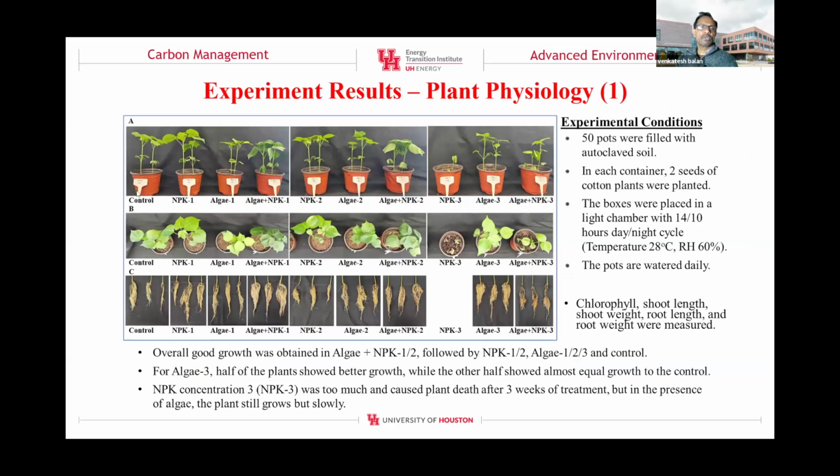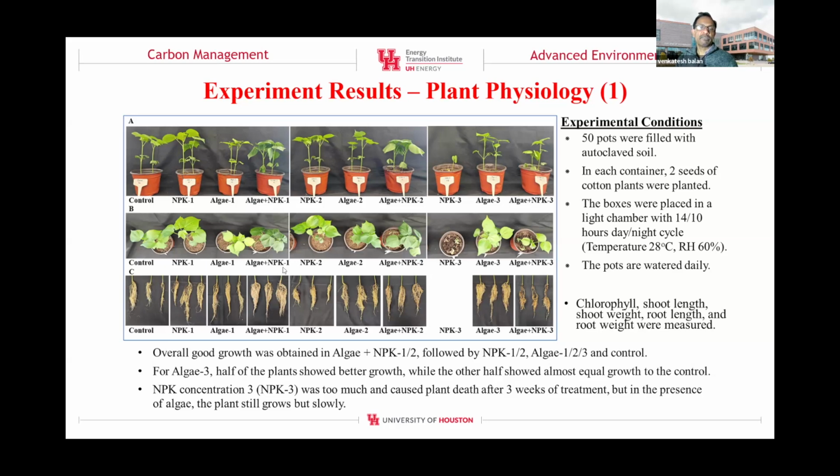So we can see the control with no fertilizer, chemical fertilizer, algae alone, and algae with chemical fertilizer combinations, at low level, medium level, and high level. So you can see the plants' growth. If we have too much fertilizer, that is not beneficial for the plants. But with an optimal amount of fertilizer, like 1:1, this research shows that we can have better plants and a better root system compared to using algae alone or chemical fertilizer alone.